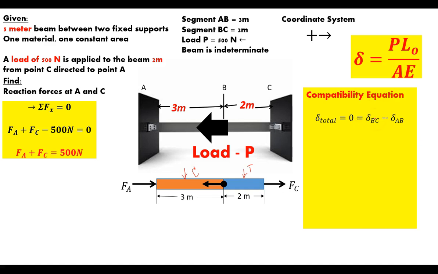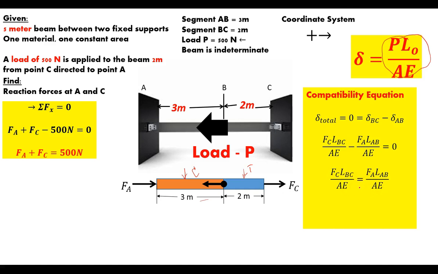So if we substitute this equation for our deformation, we can break down all of the different elements that are going to be taking place. So we know the difference between segment BC minus AB is 0. So if we make that substitution, the reaction force at C times the length of segment BC over the area and the modulus of elasticity, minus the reaction at A times the length of AB, which is 3 meters, over the area and modulus of elasticity, should equal 0. So they actually should equal out. The amount of change in one should equal the change in the other.